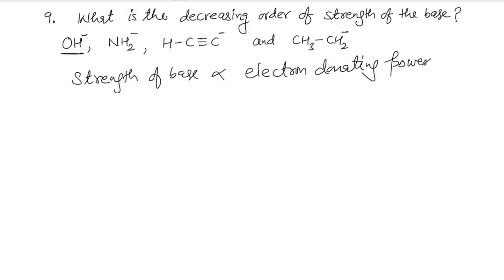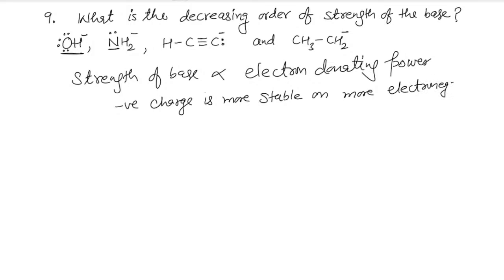ADCB. See, in the first case, oxygen is most electronegative, nitrogen is less. Beta Basant, OH negative is least basic. Negative charge is more stable on a more electronegative atom, right? So negative charge on oxygen is more stable, so it will not donate easily.